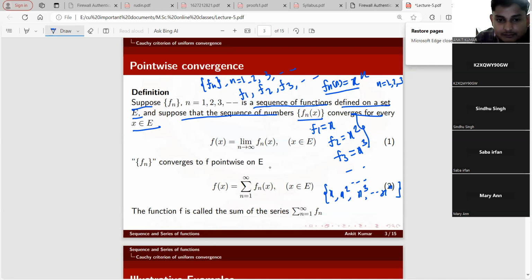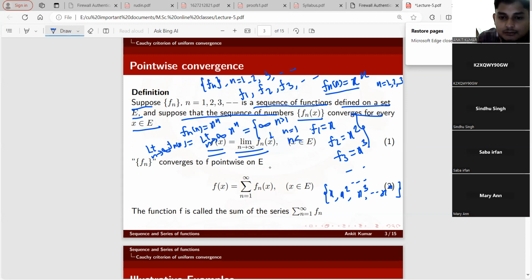So this is f(x), the limit as n tends to infinity of f_n(x). Suppose f_n(x) is x to the power n. Then the limit as n tends to infinity of f_n(x) equals the limit as n tends to infinity of x to the power n. And what is x to the power n? If x is greater than 1, then it is infinity. If x is equal to 1, then it is 1. If x is less than 1, then it is 0. These are the values of the limit of f_n(x), and this is called f(x).